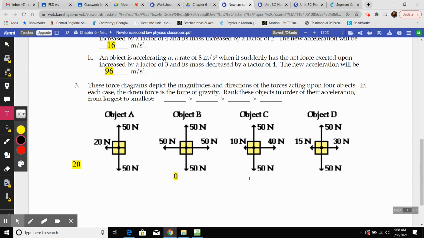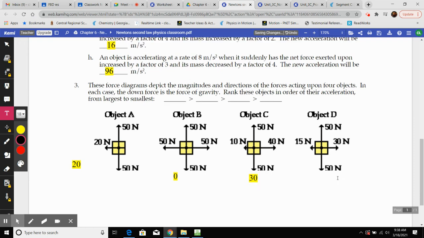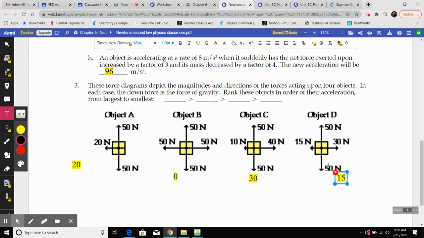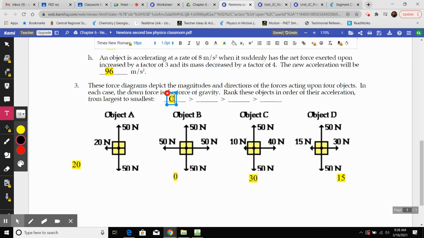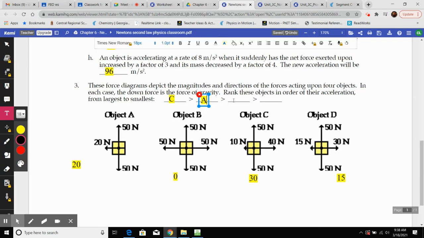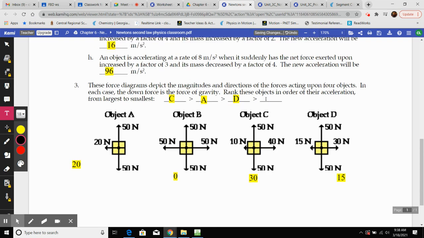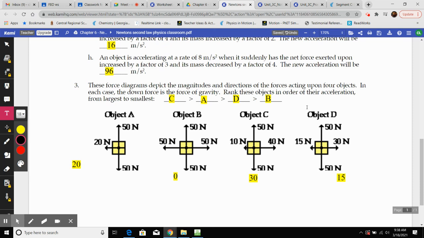30. And then what is this one? 15. So who had the highest? C. So we're going to see who's the next highest. A, then D, and then B is the last one. Boom.